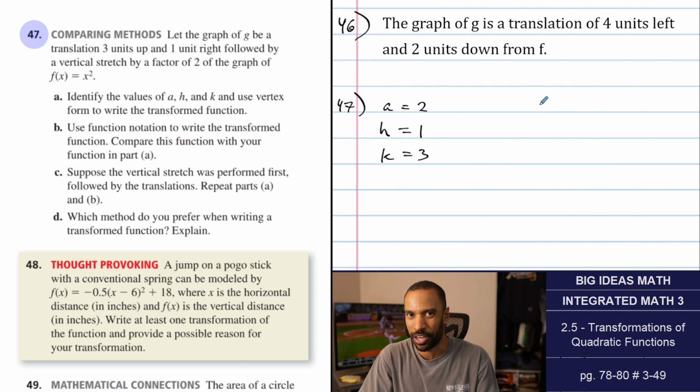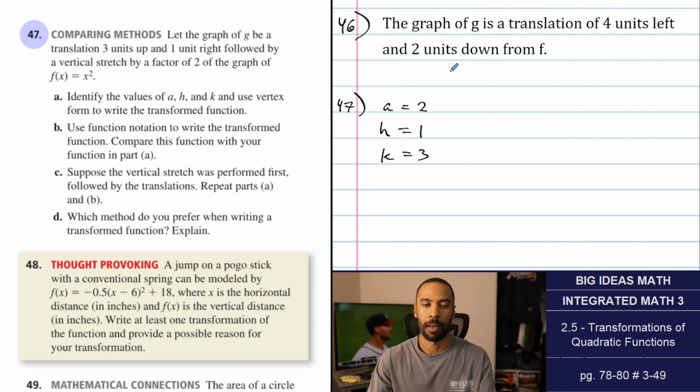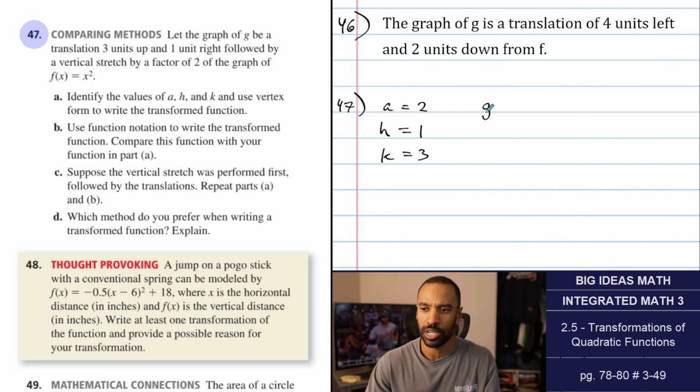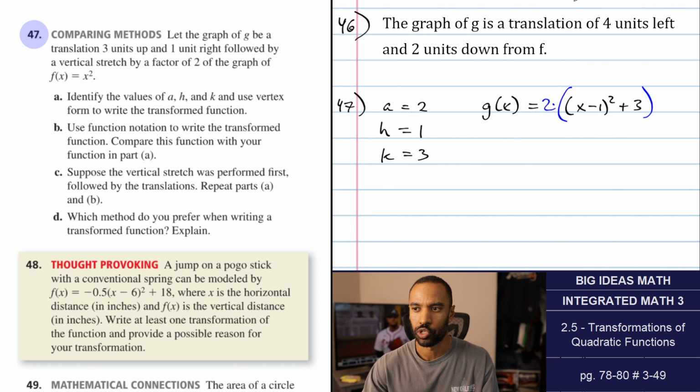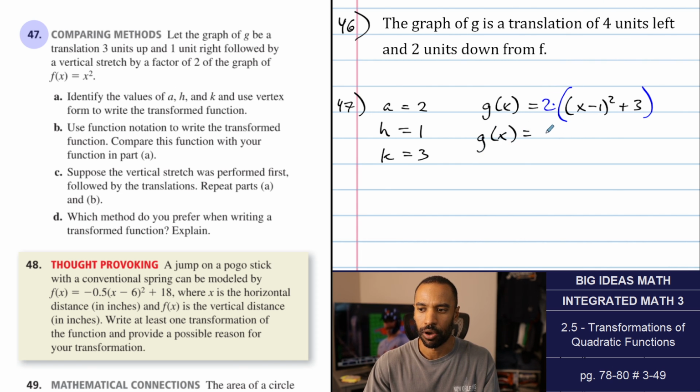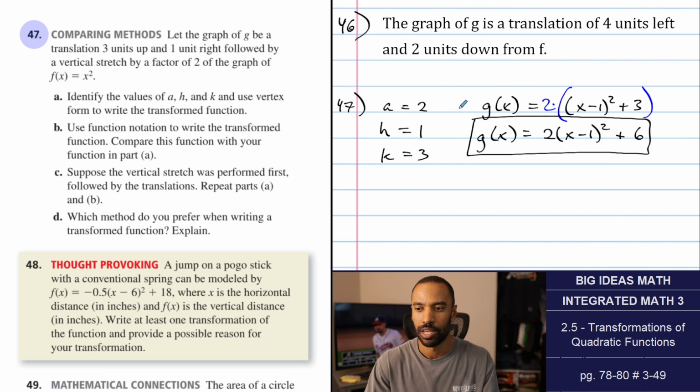Okay, this one's tricky though, because the stretch factor comes last. Normally it comes first. This says translate 3 units up and 1 unit right, and then followed by this. So g of x, it's going to do the translation. We do 1 unit right, we do 3 units up, but it says followed by a vertical stretch by a factor of 2. That means we stretch not just that part, we stretch the whole thing. So that means we're going to double that whole thing. So it's 2 times x minus 1 quantity squared, not plus 3, but plus 6. They never said what the vertex was. They said what the translation was. But that is part A.